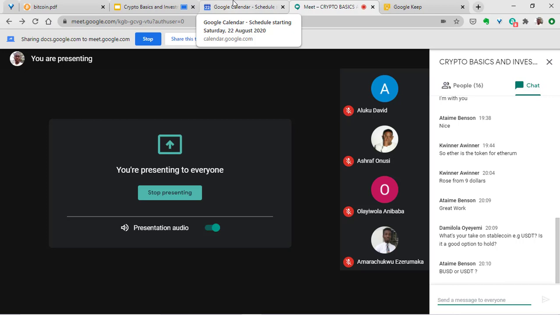So BUSD, Benson asked about BUSD or USDT. Well, within the Binance platform, BUSD is a legal tender, in quotes, but I would pick USDT over BUSD. Within the Binance platform, BUSD is good for it, but outside of it, maybe not so much. Maybe as they get bigger, that might change. But that's what I think.